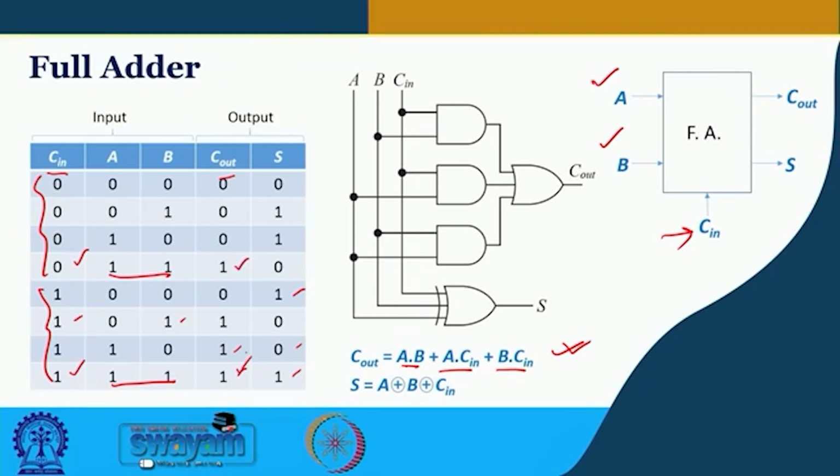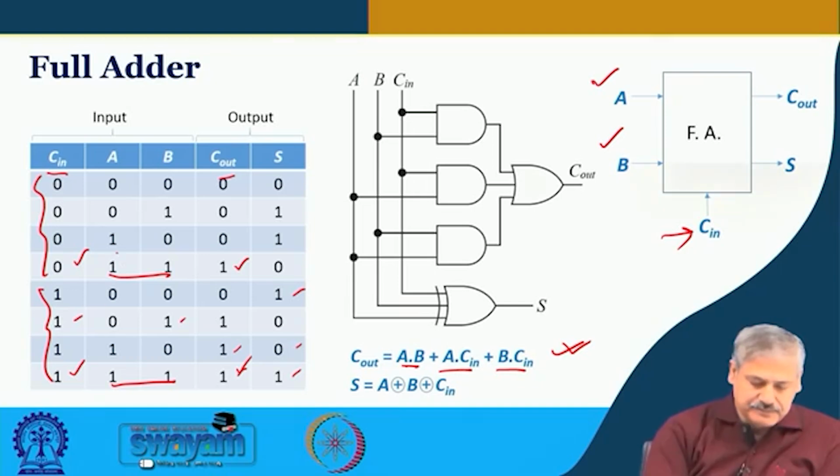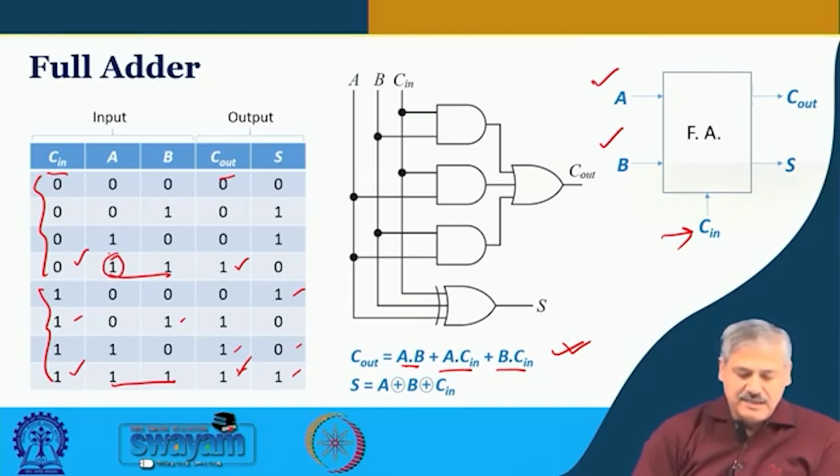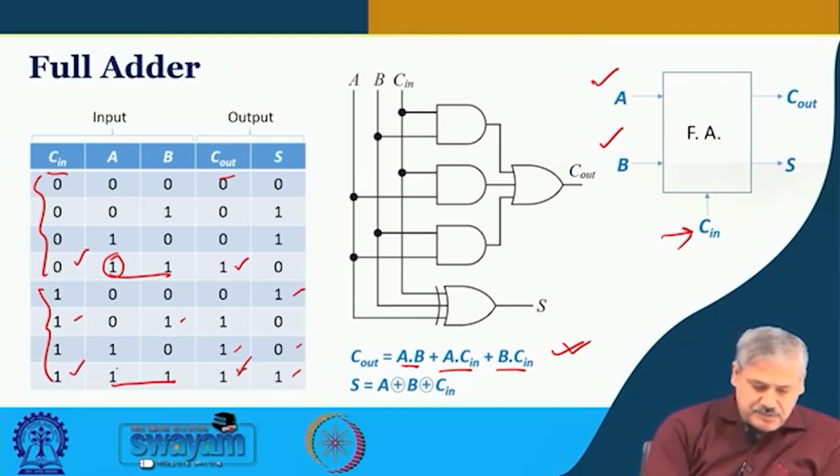You can see the term A and C in: when A is 1 and C in is 1. So, A is 1 here and C in is 1 here. So, A and C in are here.